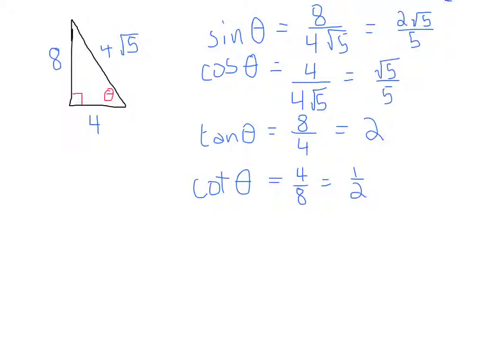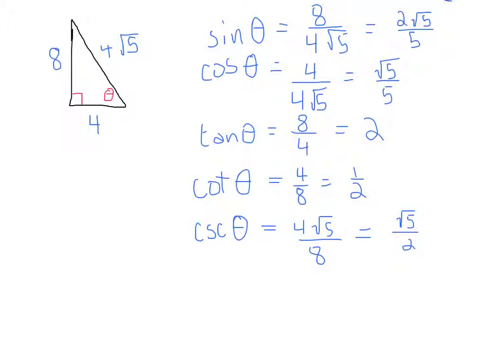Let's go on to cosecant next. And cosecant, remember, is the reciprocal of sine. So that means we can flip the fraction from sine of theta. We'll get 4 root 5 over 8. Remember, by definition, cosecant of theta is the hypotenuse over the opposite side. So that should match up with our triangle to the left. Now once you simplify, you should get root 5 over 2.